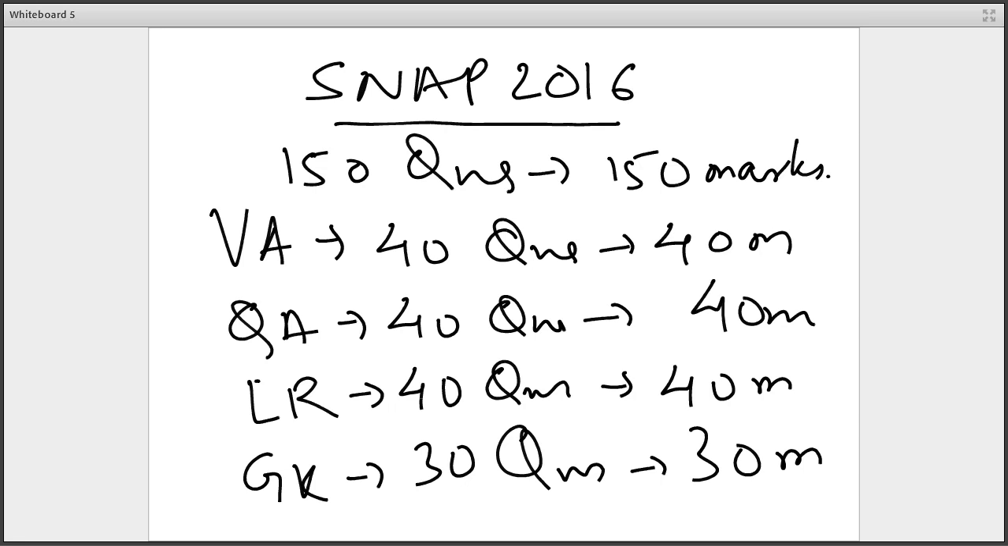First of all, let's have a look at the verbal section. So in verbal, definitely RCs are very important. RCs are going to be very easy. When we talk about SNAP, the very important part of SNAP verbal is the vocabulary, and this is going to have the highest weightage.